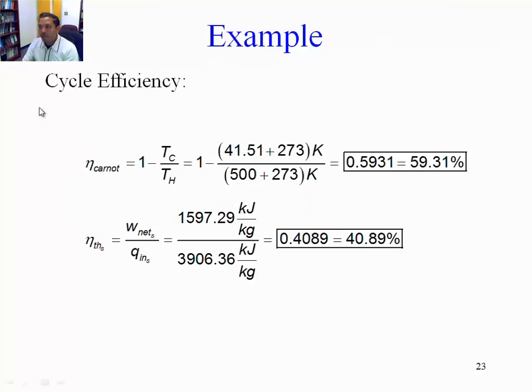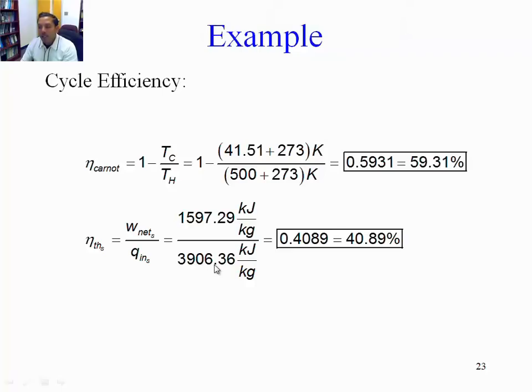Okay. So the cycle efficiency, the efficiency of Carnot, the ideal one, is 1 minus the coldest divided by the hottest temperature. Remember, always in Kelvin, absolute temperature. The coldest temperature is 41.51. The highest temperature, after the second pass of the boiler, is 500 Celsius. That is about 59.31%. The efficiency of the cycle is the net amount of work divided by the Q in, which can be done in rate form or in specific form, because at the end you're going to get the same. The net amount of work is 100 megawatts, or in specific form 1597.29.